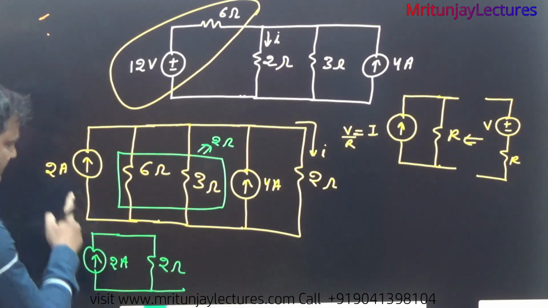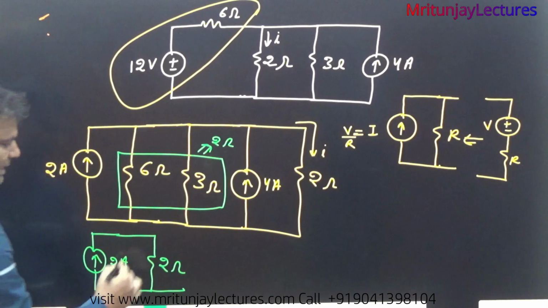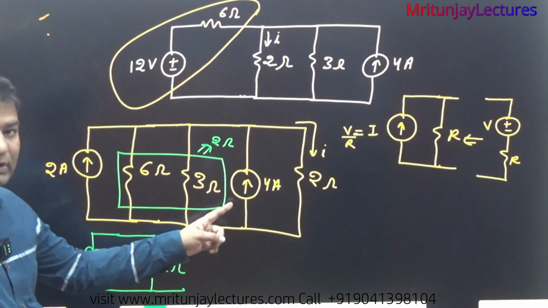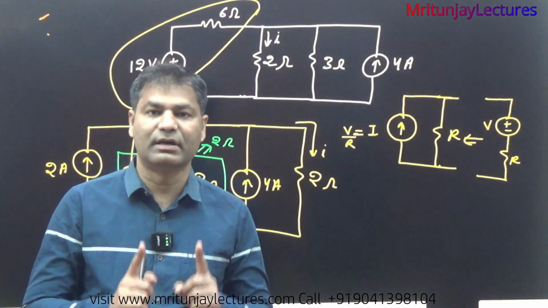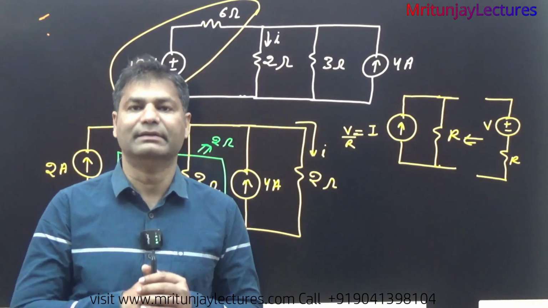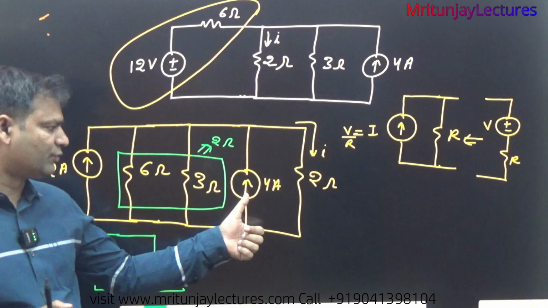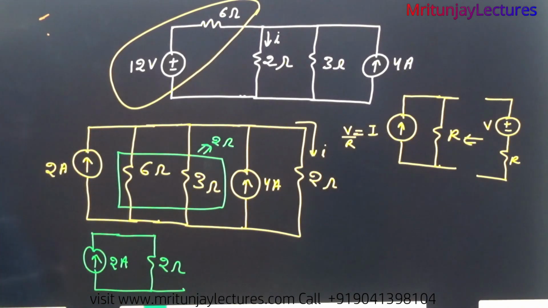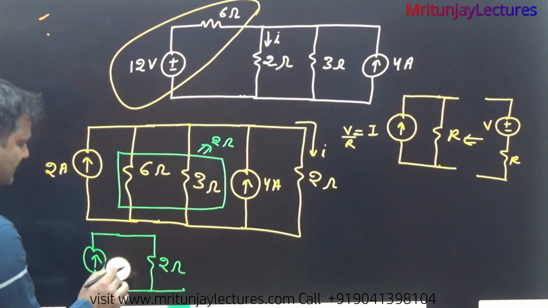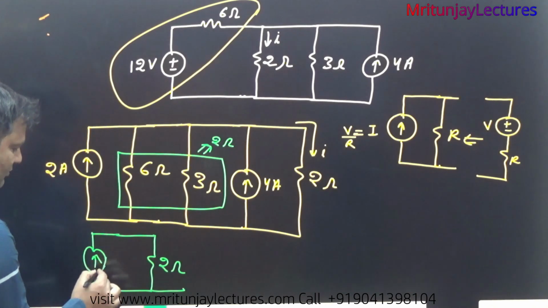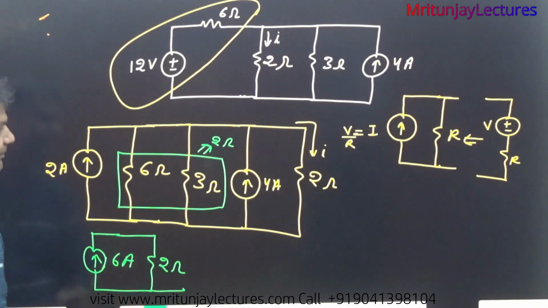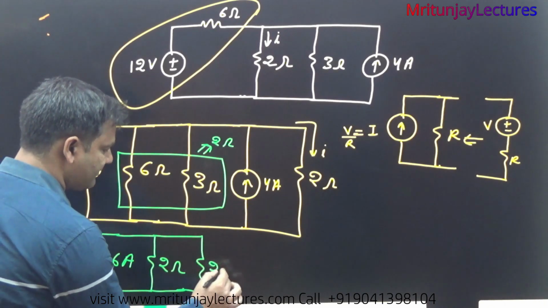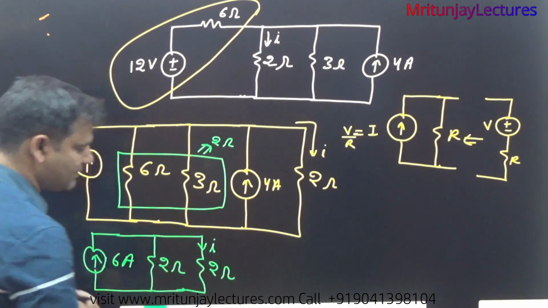Sorry, this is 2 ampere and that is 2 ohm, and 4 plus 2, both current directions upward, so both are adding. 4 plus 2 is 6 ampere. So you can say that one is 6 ampere, and that one is 2 ohm, and current I.